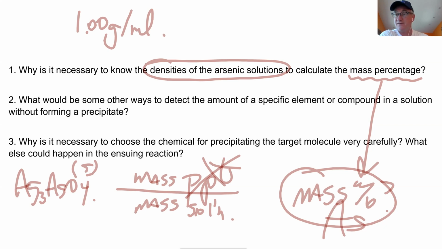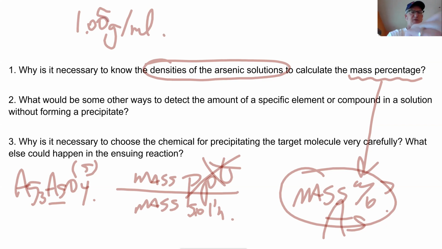Right, you don't want the silver. You actually don't want the arsenate either. What you're looking for is just the arsenic. So you take the mass of the precipitate, Ag3AsO4, and then you figure out how much of that is just the arsenic. And that mass is what you're going to put in on the top. And then on the bottom is the mass of the whole solution.